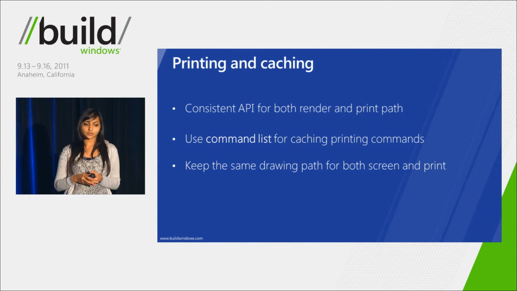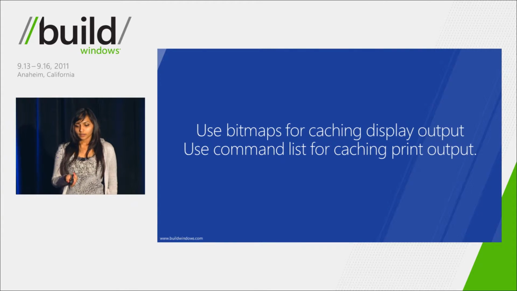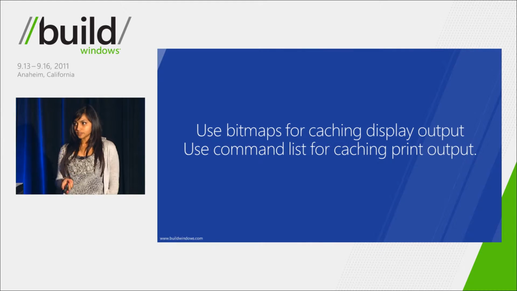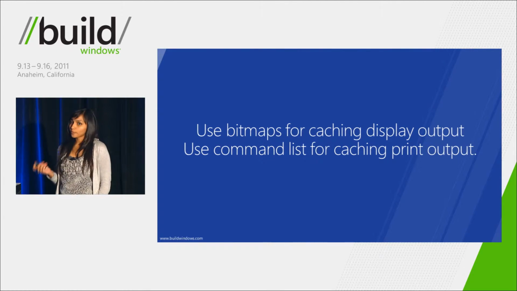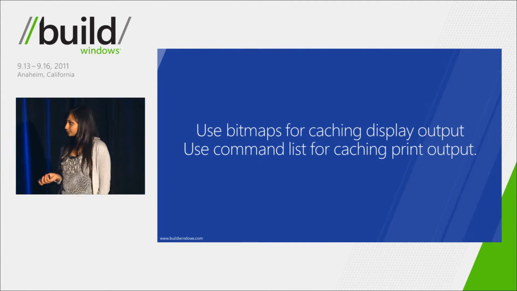So basically, when you are animating complex content, or if you're not getting the frame rate that you desire for your content for the display path, you want to use one of the 2 bitmap caching techniques. And for print output, you want to cache it using the new command list construct.